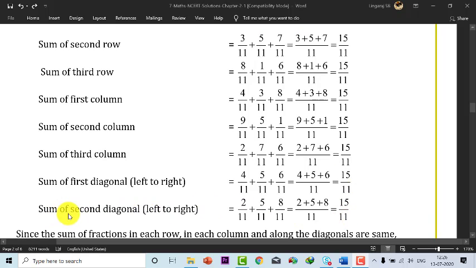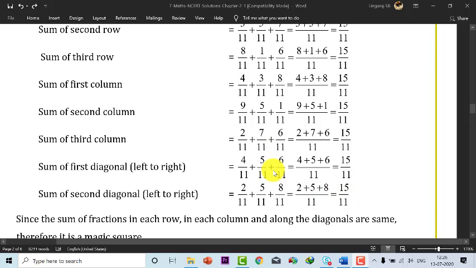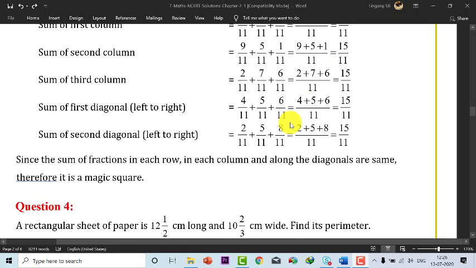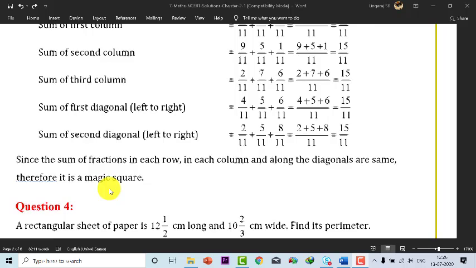Then we take the sum of the second diagonal: 2 by 11 plus 5 by 11 plus 8 by 11. Here again the denominator will be 11 only. The sum of these three numerators, 2 plus 5 plus 8, will be 15. So by observing the sums of all these rows, columns and diagonals, we got 15 by 11. Since the sum of fractions in each row, in each column and along the diagonals is the same, therefore it is a magic square.